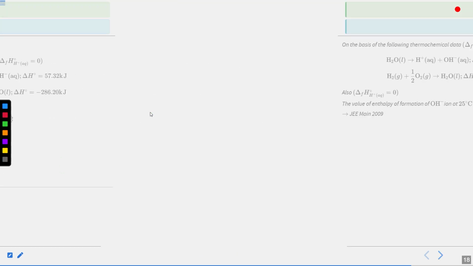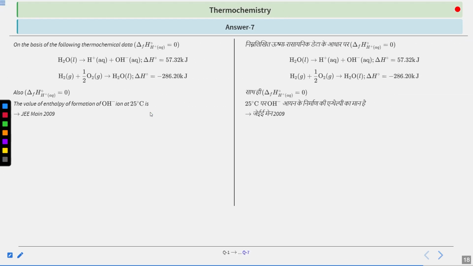Okay, let us see the solution. So again, what you have to find? You have to find the enthalpy of formation of OH minus. The standard enthalpy of formation of water is already given. And third thing is the formation of H plus, for aqueous H plus it is given as 0. For those who have solved, the correct answer is B.